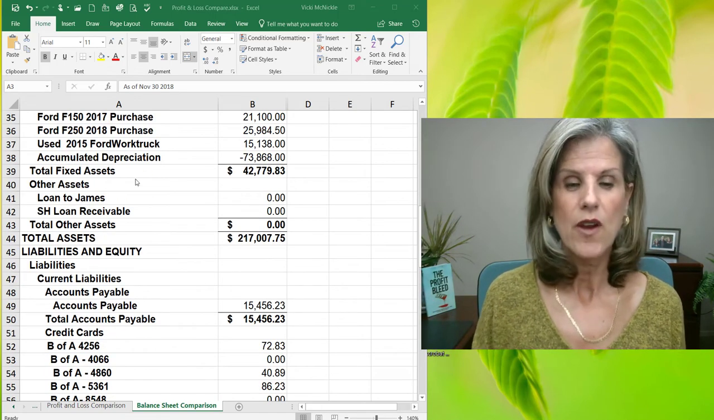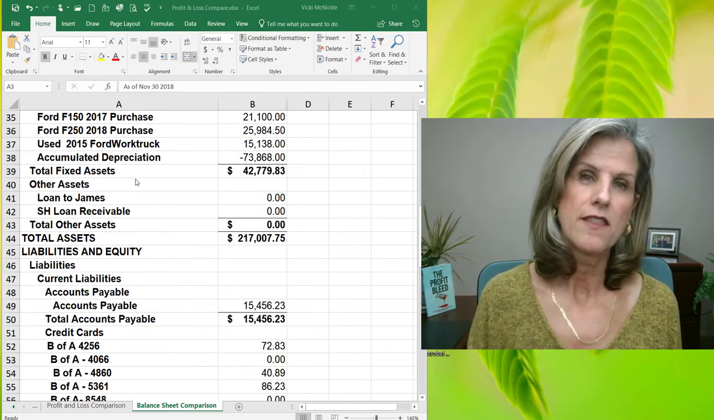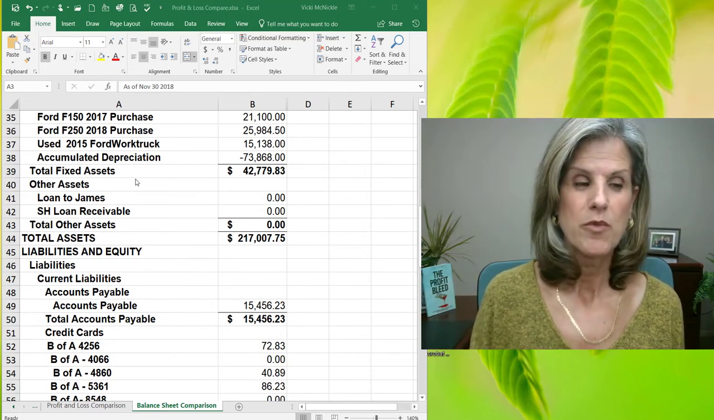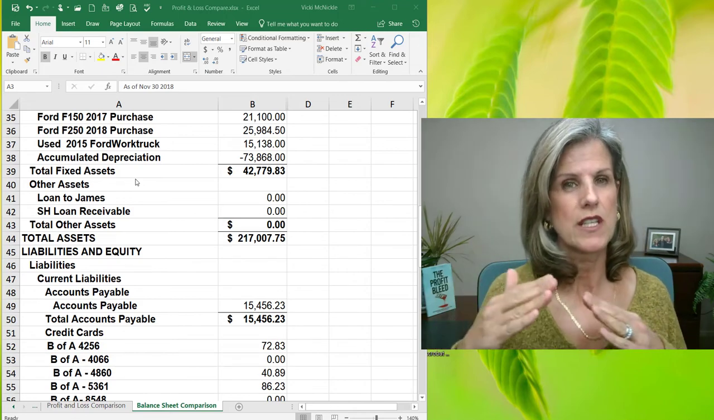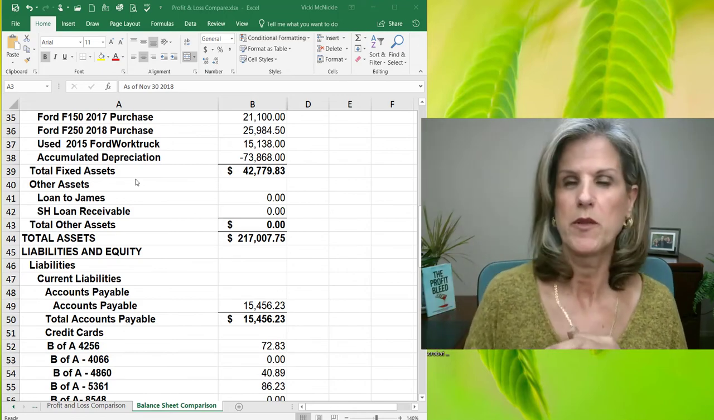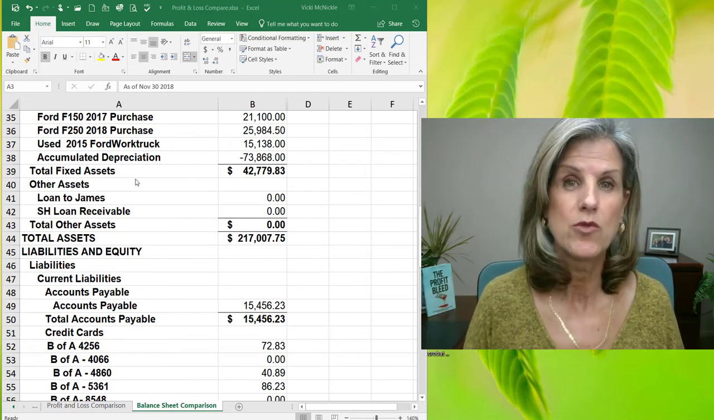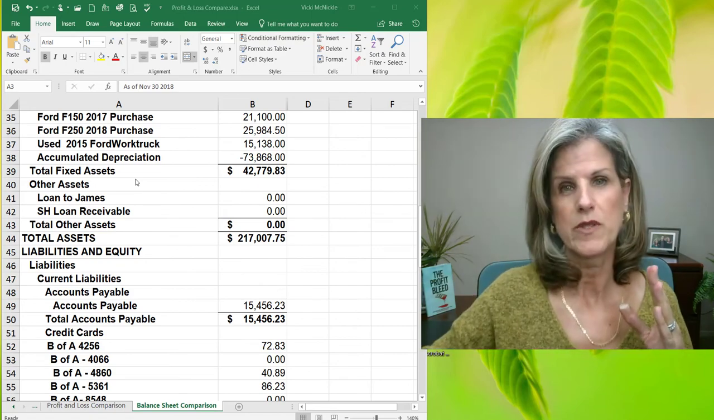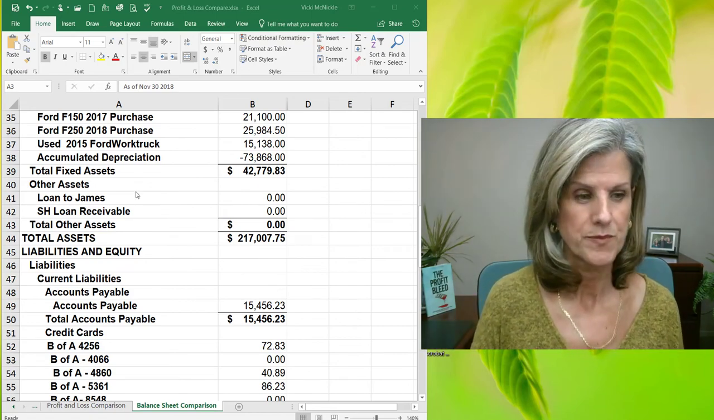And then there are other assets. There's nothing on this statement to show numbers, but those are usually things that convert to cash after a 12-month period of time. So those might be loans receivable that have a longer receivable term than 12 months.